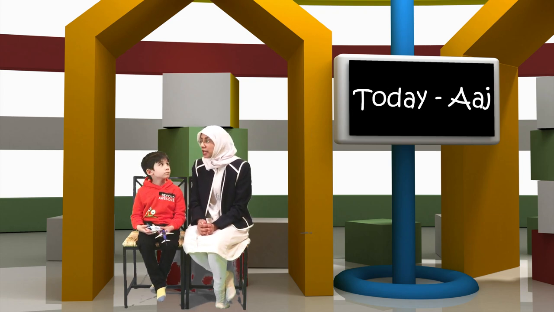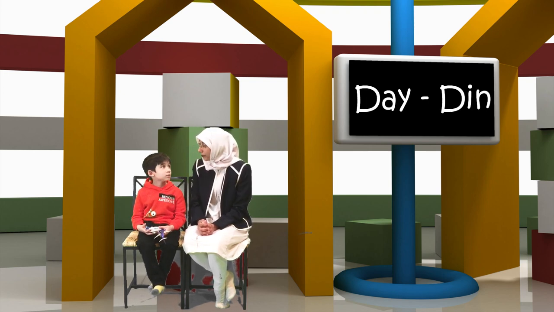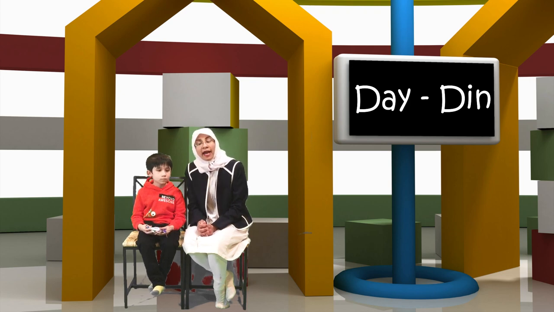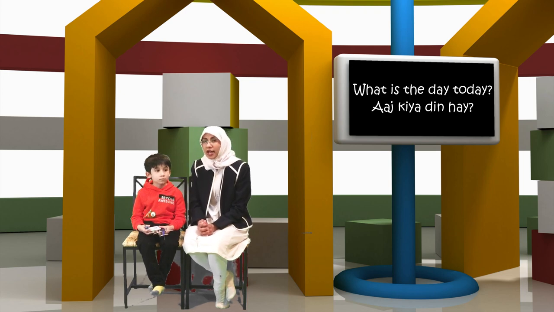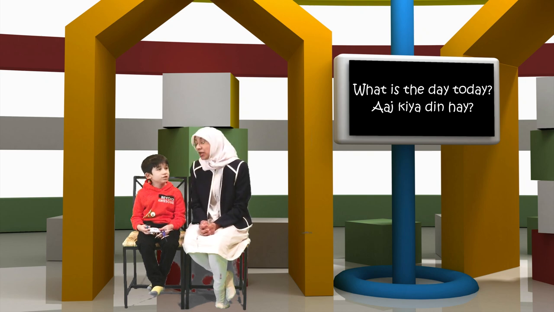Okay, take this out. So, without further delay, let's revise some of the words we did in the last lesson, and we're going to start with the sentences, okay? So, what is today in Urdu? Aaj. And what is day in Urdu? Din. So, if I'm going to ask Ishmael, what is the day today? How is he going to say that? Aaj kya din hai? What is the day today? Aaj kya din hai?